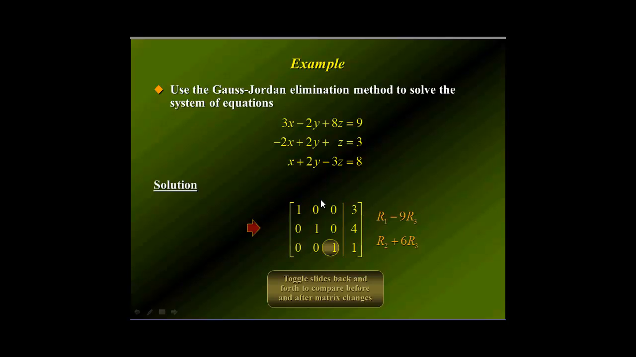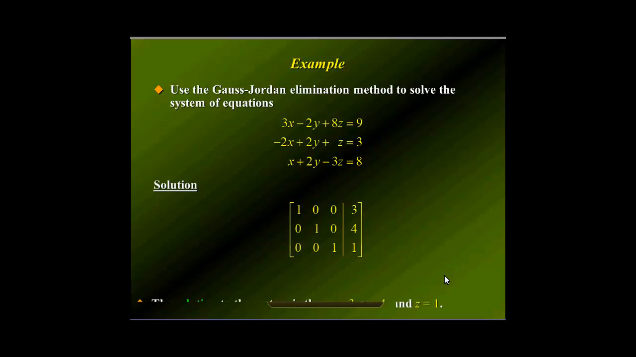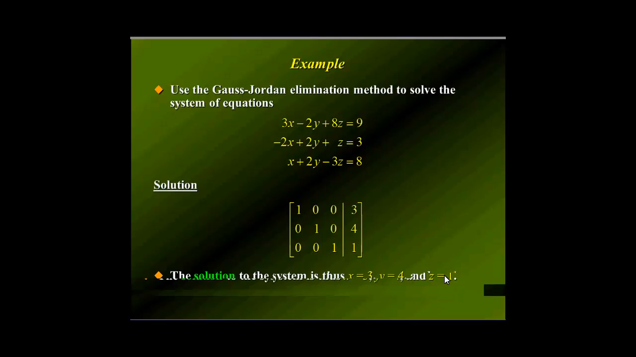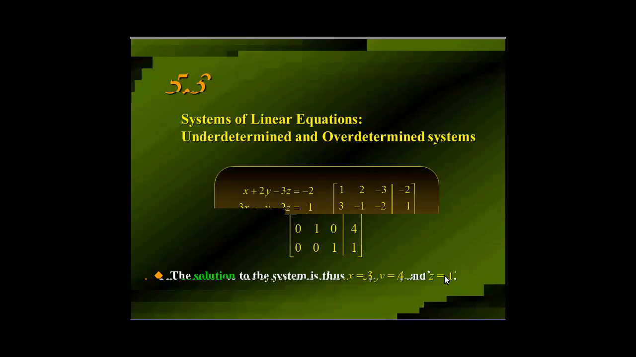So it will become a unit matrix here, and the 3 solutions are there on the right side: x is equal to 3, y is equal to 4, and z is equal to 1. This is called the row echelon form. By the Gauss elimination method, we solve it using the row echelon form. So the solution of the system is thus: x is equal to 3, y is equal to 4, and z is equal to 1. You will understand it with more practice.